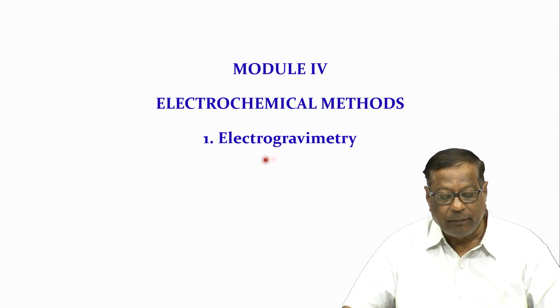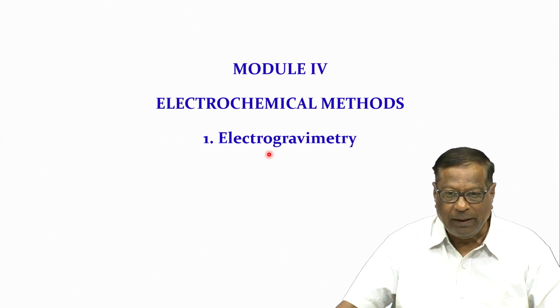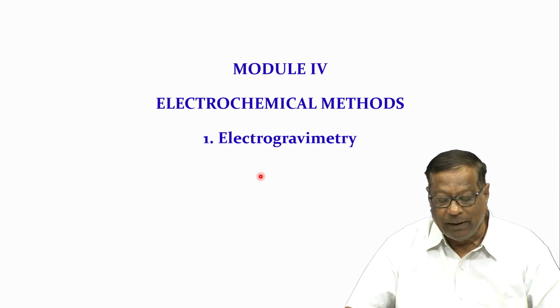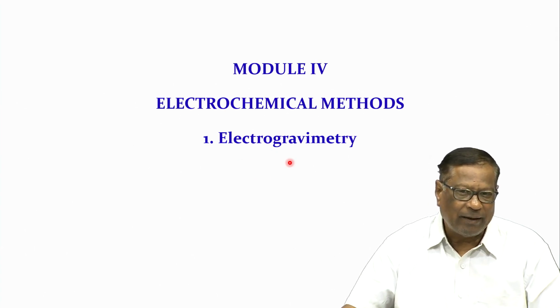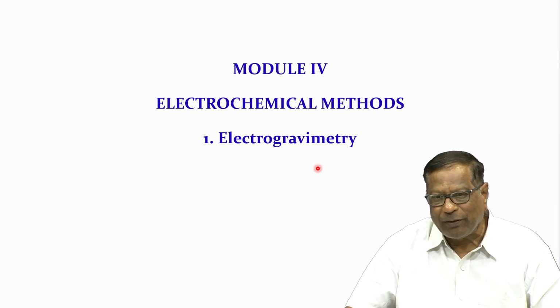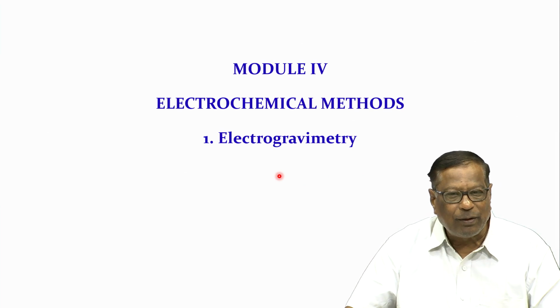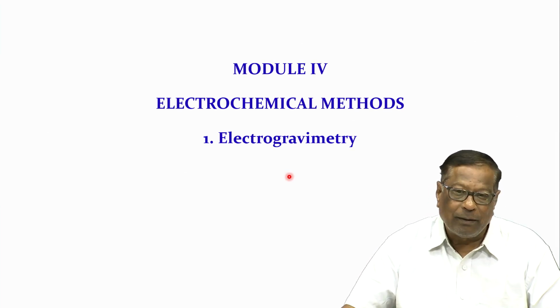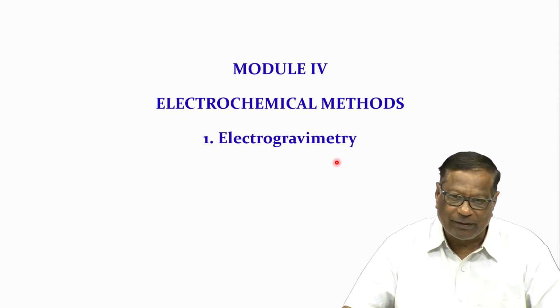So, in electrogravimetry, the metal ion will be moving towards the cathode. At the cathode, there will be a reaction reducing the metal ion to metal, and the metal will be deposited on the cathode. So, the weight of the cathode will increase, and the difference in the weights of the cathode should be proportional to the quantity of the ion present in the solution. That is the basic fundamental principle.